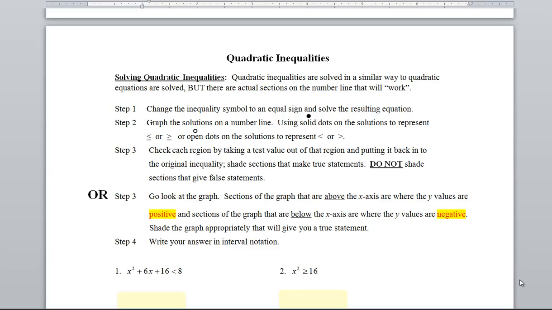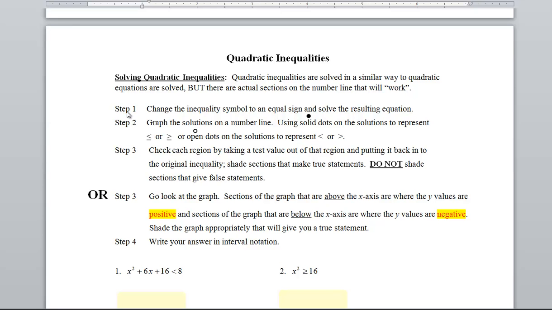Now we're going to look at quadratic inequalities. Quadratic inequalities are solved in a similar way to how quadratic equations are solved, but, if you'll notice the big but, there are actual sections on the number line that will work. So I've got steps here.